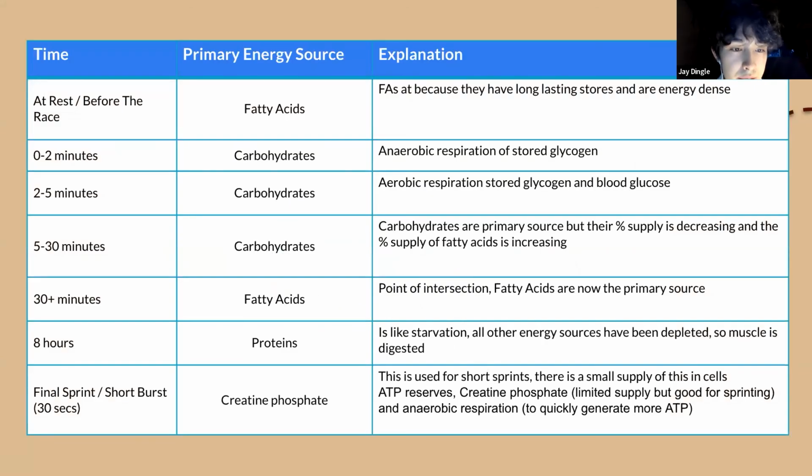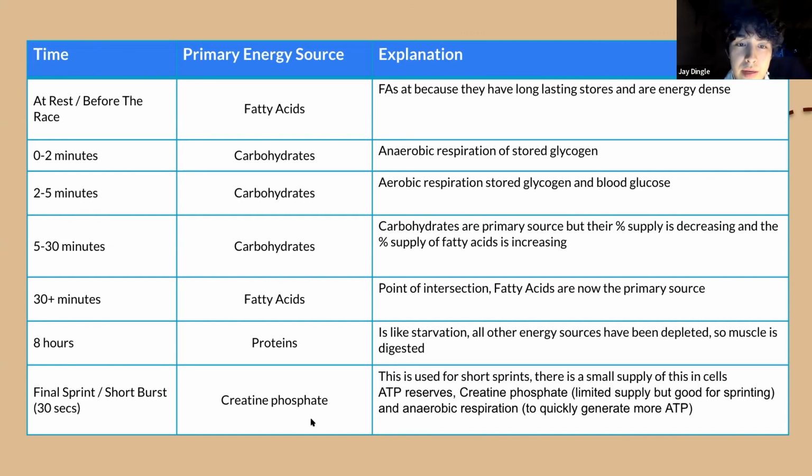Okay, so at rest, before our race, our fatty acids are our main source of energy along with ketones in the liver. They are slow, but they release lots of energy, which is a good thing because that'll last us for longer. 0 to 2 minutes can be broken up. We've got our short burst from 0 to 30 seconds where we will use our ATP reserves and creatine phosphate, like I mentioned before. And then for the rest of those 2 minutes, we will probably use free glucose in the blood, as well as carbohydrates. In our first 2 minutes, our fatty acid use is decreasing while our carbohydrate use is increasing.